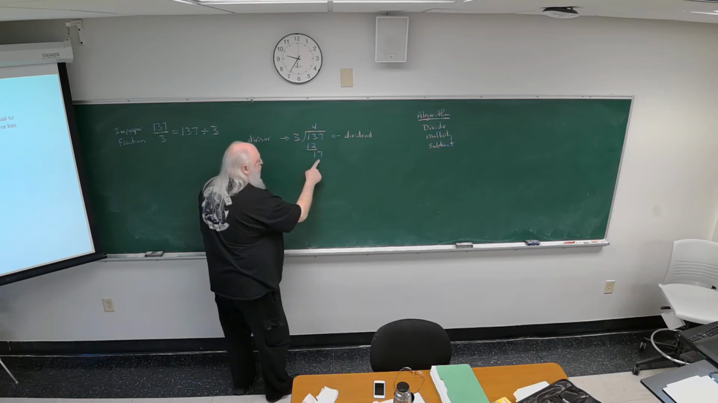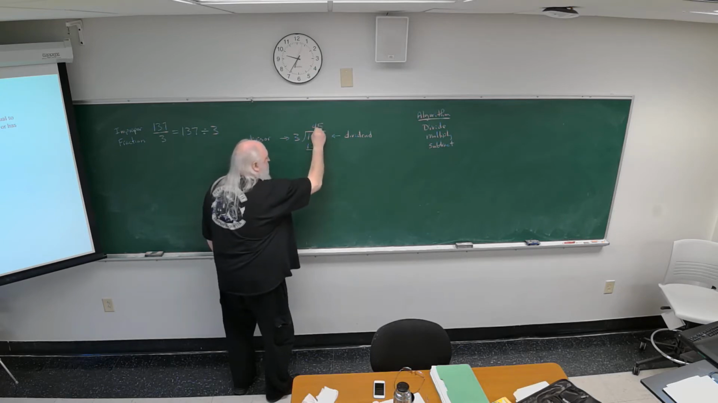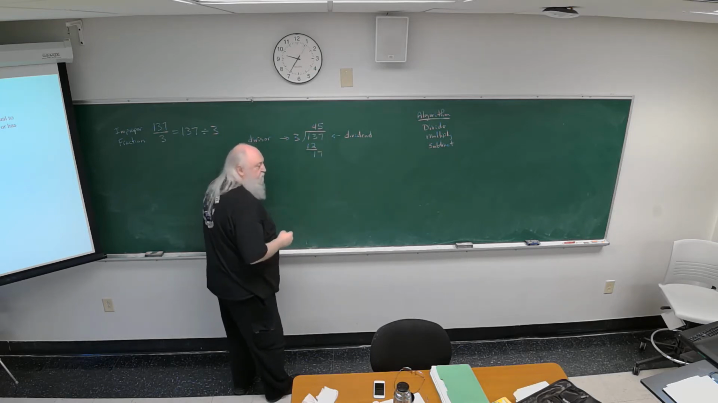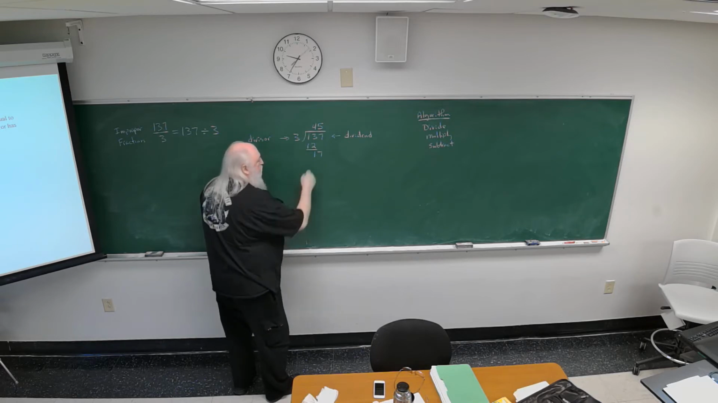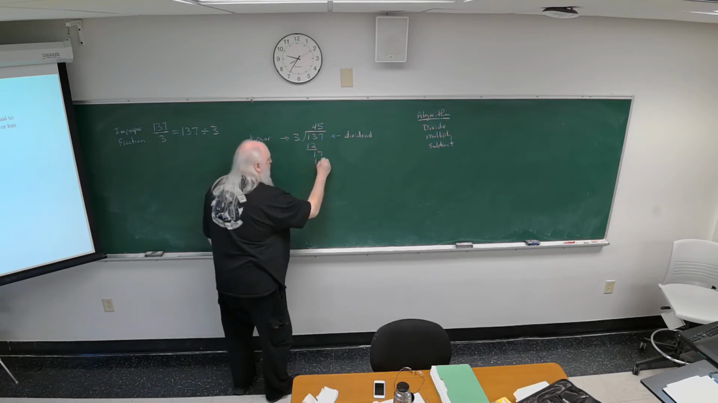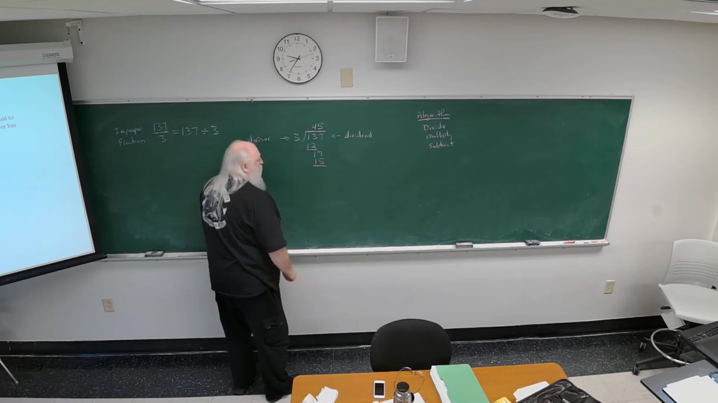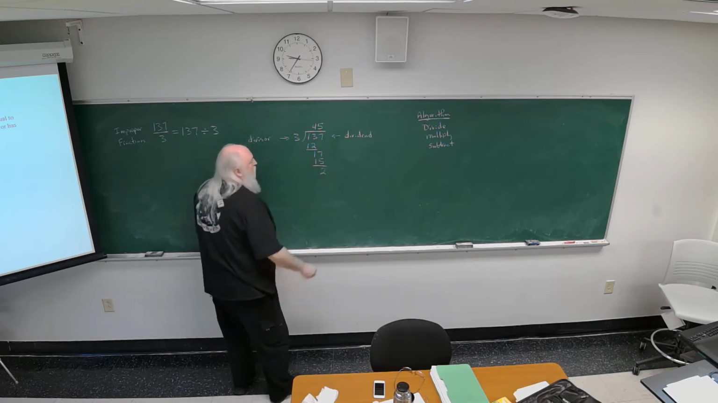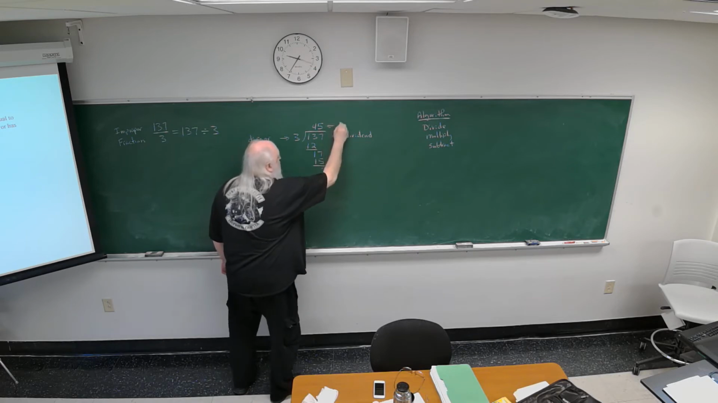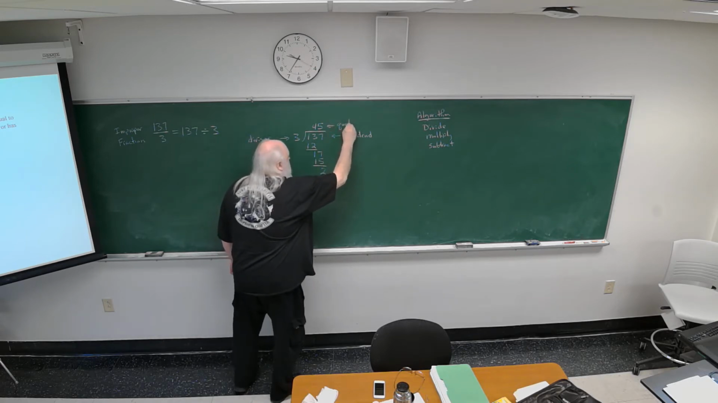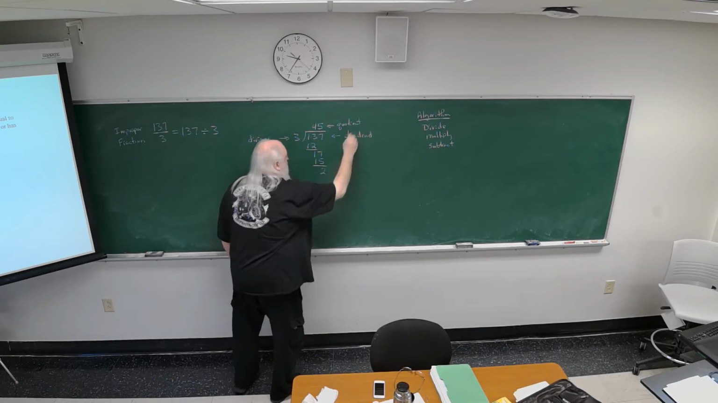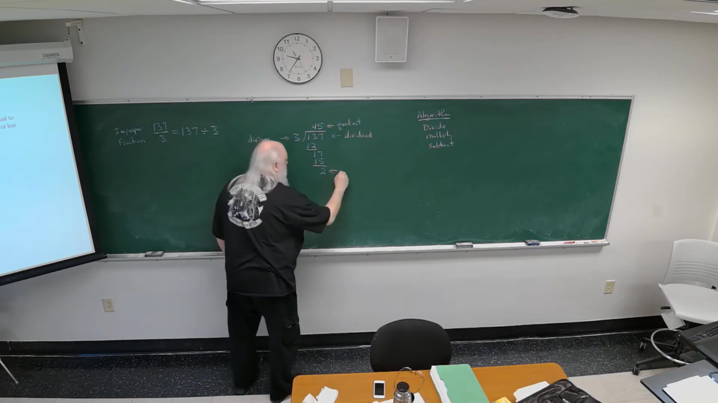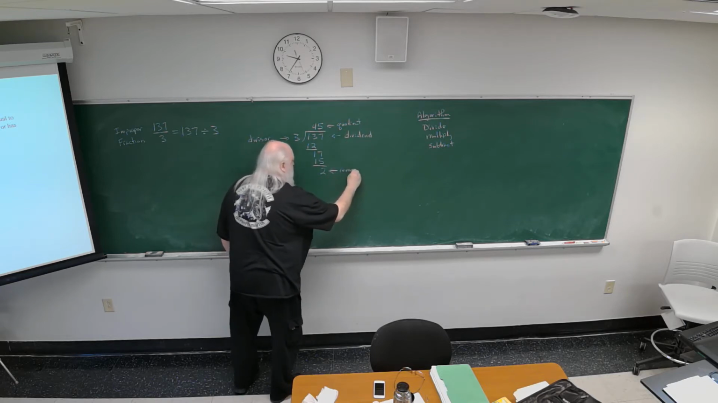3 goes into 17 5 whole times. We write that up there next to the 4. Now we do the multiply. 5 times 3 is 15. And now we subtract 15 from 17, and we get 2. So the 45 is called the quotient in our long division. And the 2, right, is called the remainder.